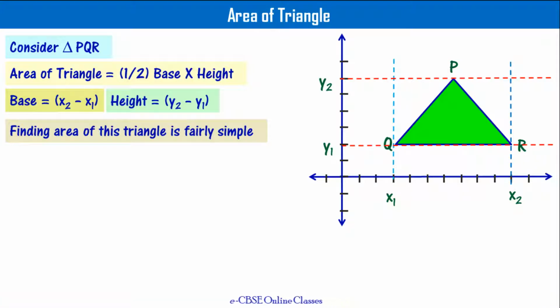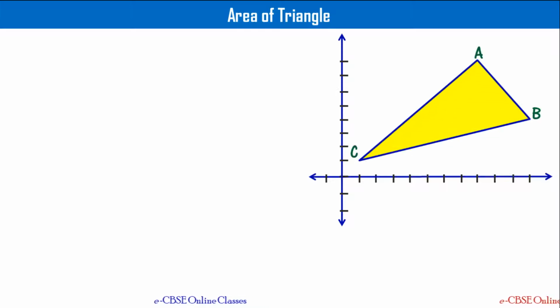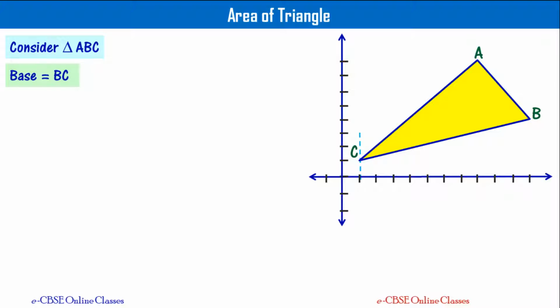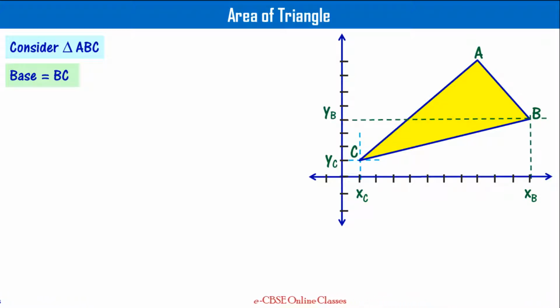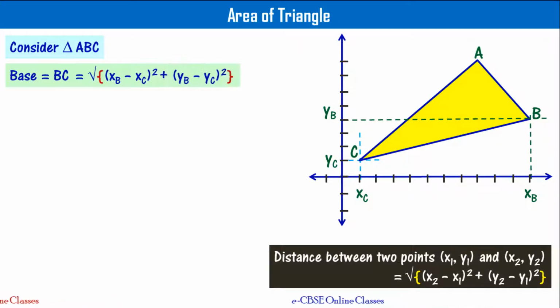Let's take a look at another triangle where it is slightly involved. Let's consider triangle ABC as shown in the figure. If I say that BC is the base of this particular triangle, with the help of coordinates of B and C and the distance between 2 points formula, one can find length of line segment BC, which is equal to square root of xb minus xc whole square plus yb minus yc whole square, right?